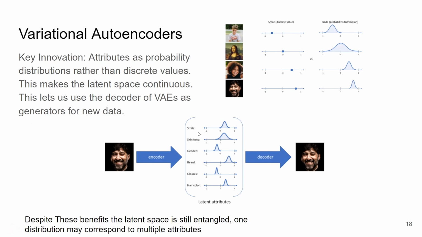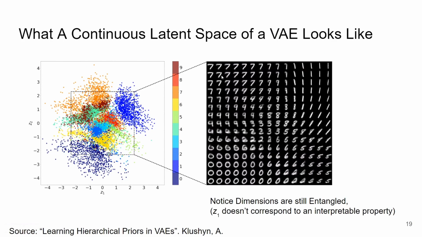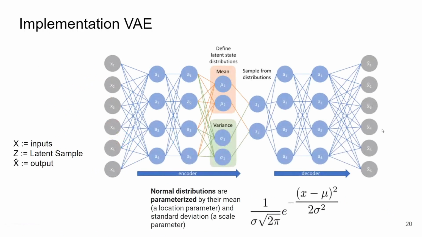And that's what makes this unfortunate: we want to be able to have individual properties that we can identify with, like thickness or something like that, or position. And we're going to see in the next example that we're going to move towards a model that's even better than VAEs. But first, let's talk about the implementation of VAEs.